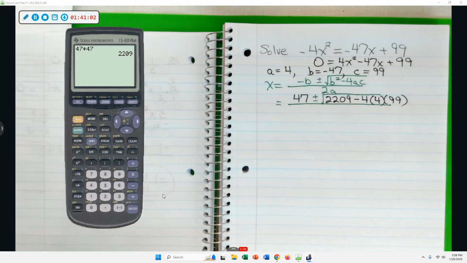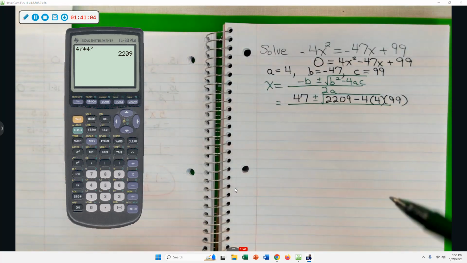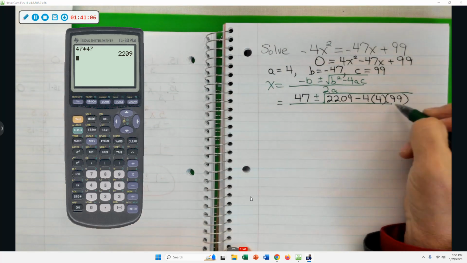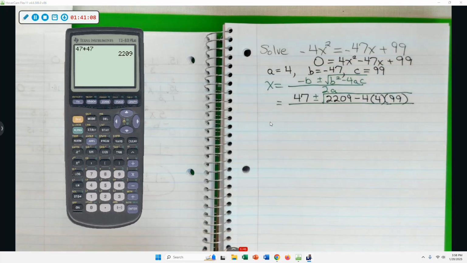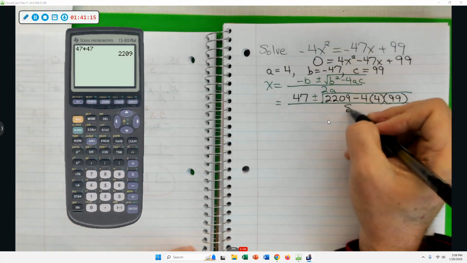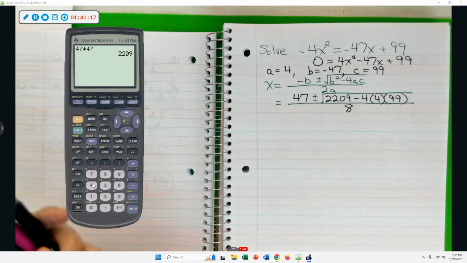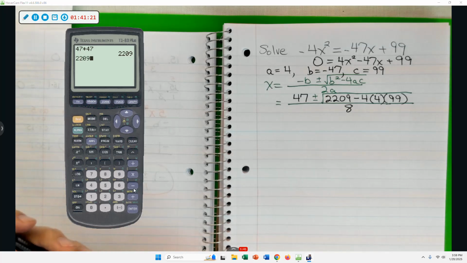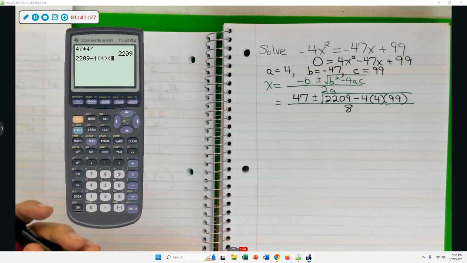Look at how I'm going to get an answer. All over, what's 2 times a? That I can do in my head. You're right. 2 times a, 2 times 4 is 8. Let's work under that radical. Let's reduce that discriminant. You have 2209 minus 4 times 4 times 99.